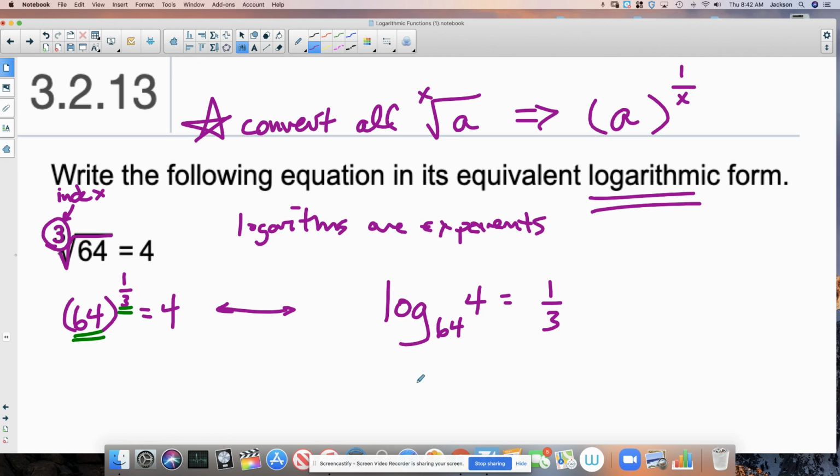And we can go back and forth between the two of these. Just keep in mind, we don't want radicals, logarithms are exponents, and the base of the exponent is the base of the log.